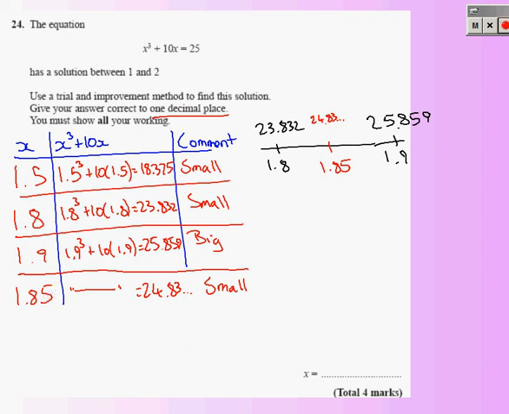So if it is too small at 1.85, the answer of 25 must be somewhere around about here, which means that when it rounds, whatever this value is, to one decimal place, it's going to round up to 1.9. So that is why the answer is 1.9. So 4 marks. Please try and get all of them by showing all of that working.